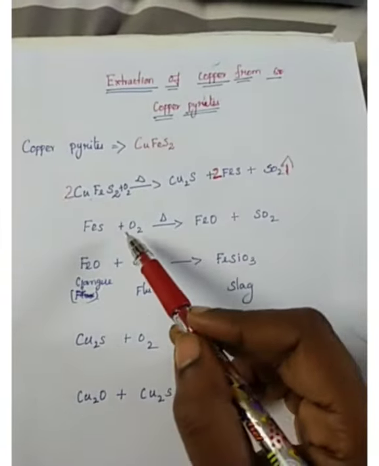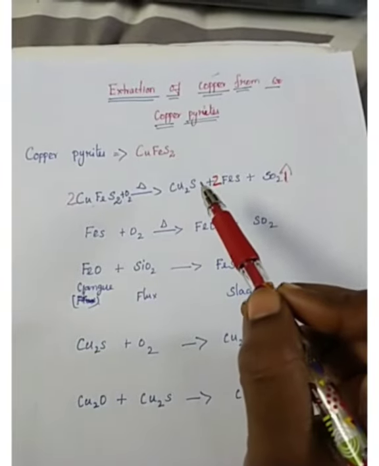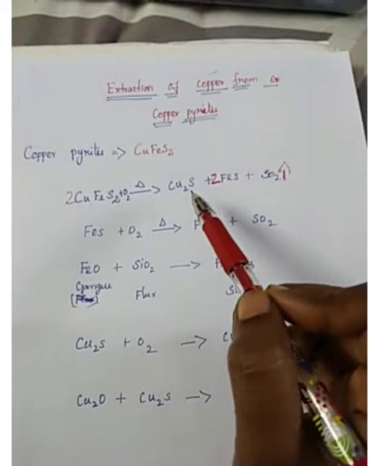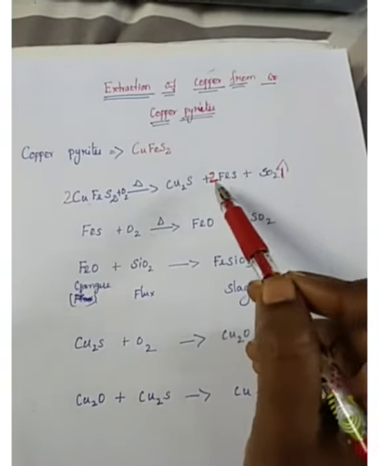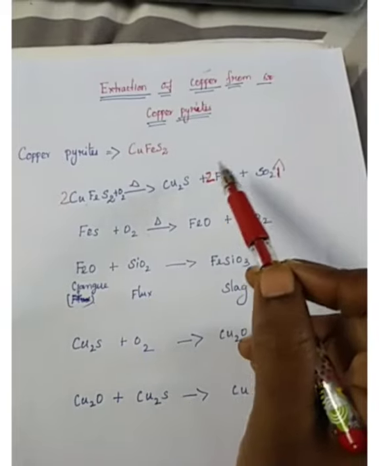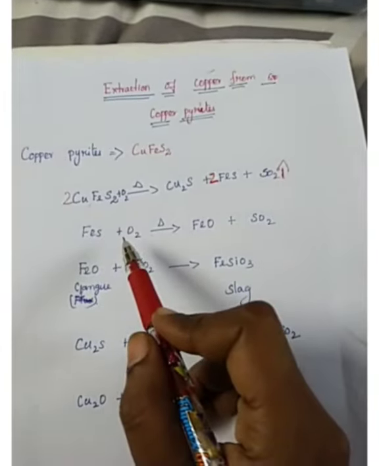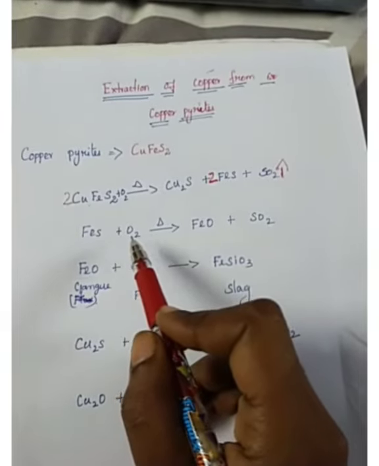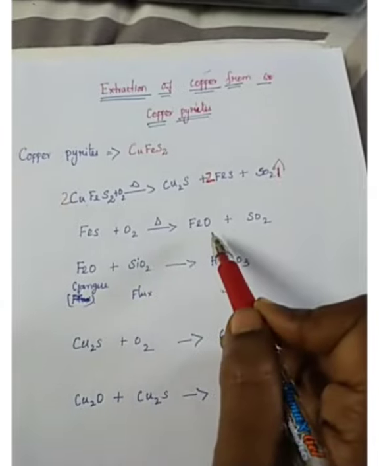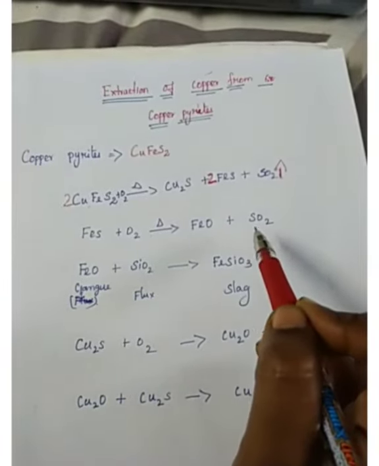Next, in this reaction of copper from copper pyrites, we are going to extract the copper only. So this FeS is unnecessary, and we are going to remove it. To remove the FeS, we are going to burn it with oxygen. It converts to FeO and SO2, like a roasting reaction.